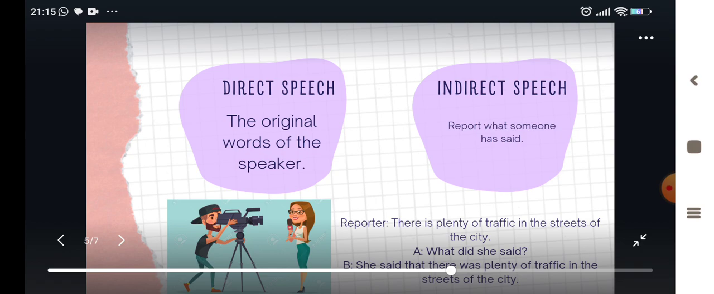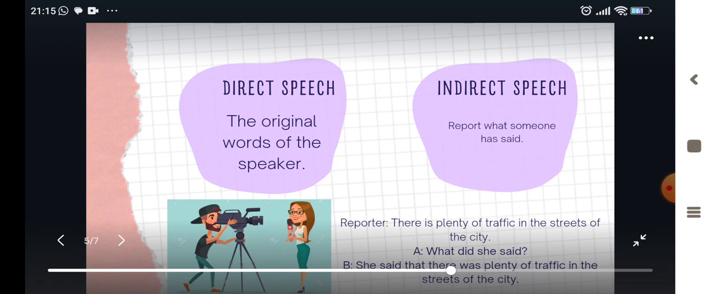And in simple words, direct speech is the original words of the speaker. And what is indirect speech? When we want to report what someone said without speech marks and without necessarily using exactly the same words, we can use indirect speech, also called reported speech. And in simple words, indirect speech is to report what someone has said.